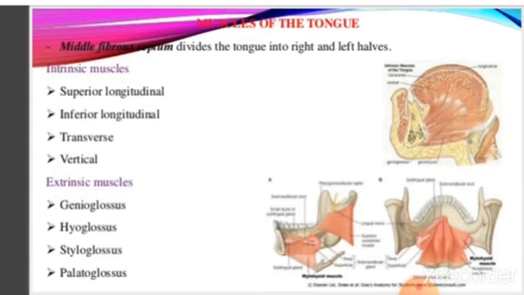The intrinsic muscles are the superior longitudinal, inferior longitudinal, transverse and vertical. The extrinsic muscles are the genioglossus, hyoglossus, styloglossus and the palatoglossus. These 4 are the extrinsic muscles of the tongue. We will study one by one all the muscles, where they are attached and what their functions are.